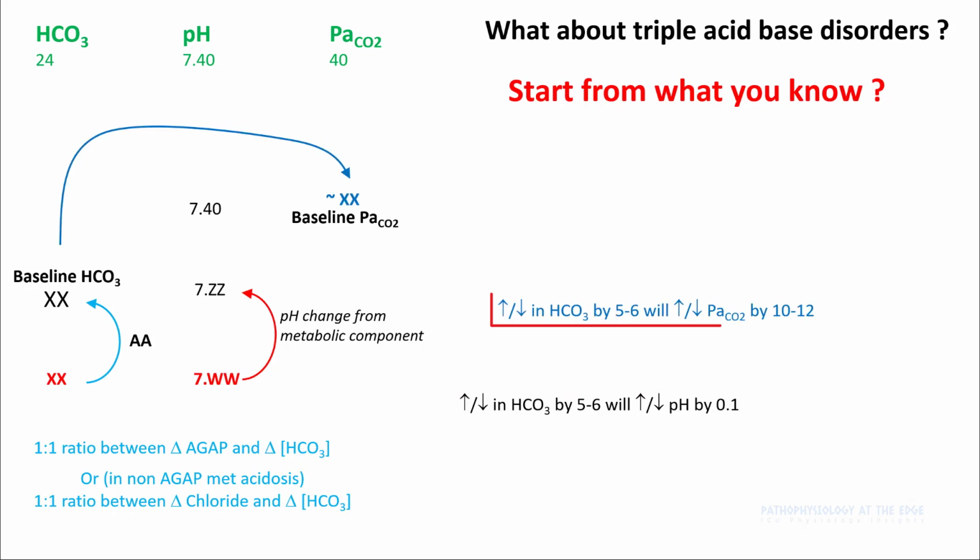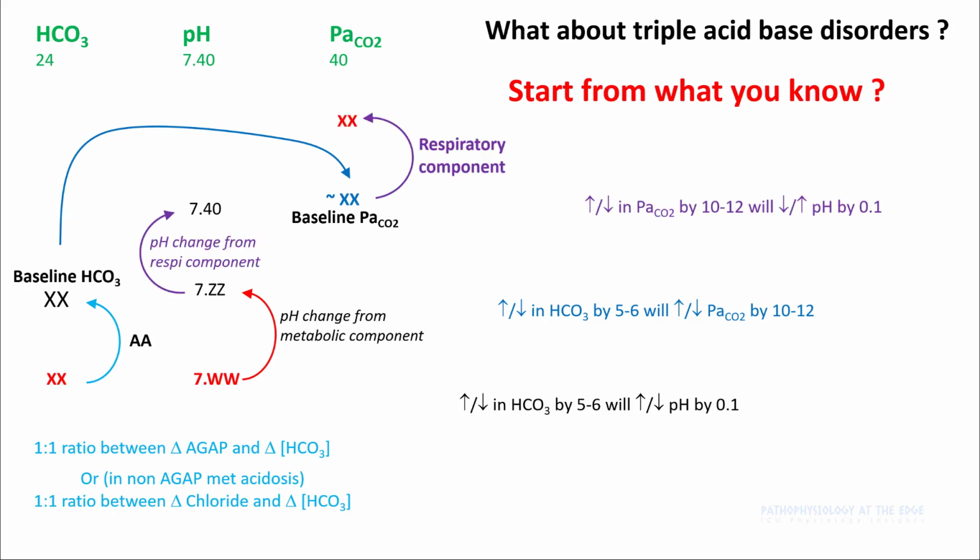If you know the baseline bicarb, you should be able to calculate your baseline PaCO2 because we know that change of PaCO2 by 10 to 12 is caused by change of bicarb by 5 to 6. Once you know baseline PaCO2, you can compare it with the current PaCO2 to figure out the respiratory component. And you can see the change in pH by the respiratory component by the formula that your change of pH of 0.1 is brought about by change in PaCO2 by 10 to 12.